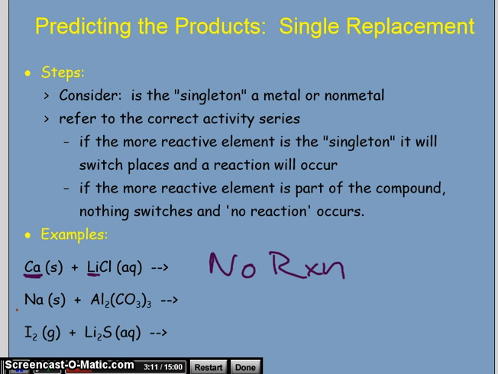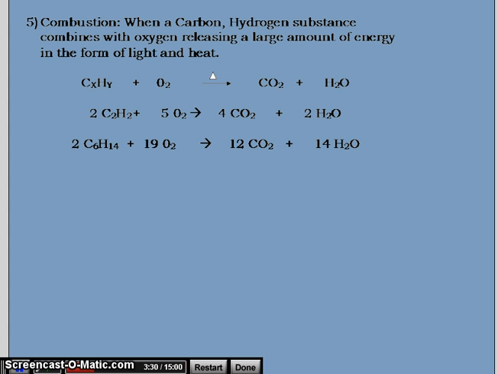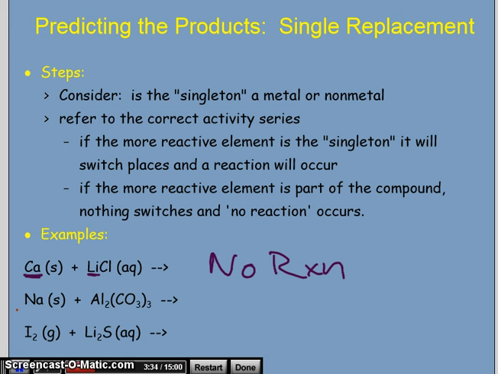In the next one, sodium is a metal, so I'm going to compare the sodium to the aluminum. Sodium in this case is higher than aluminum. So, too far, wrong way. So the sodium being more reactive is going to trade places. This is where I now have to do a little bit of work. So now the sodium is going to bond to the carbonate.